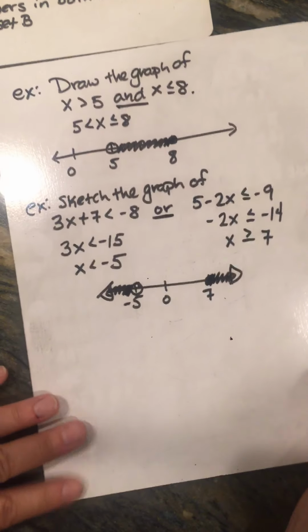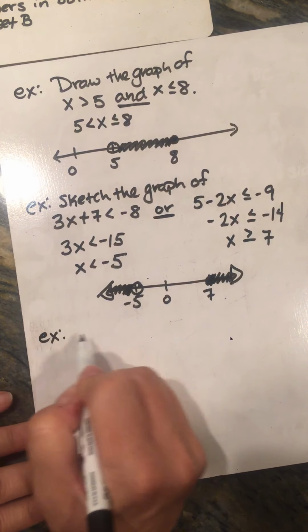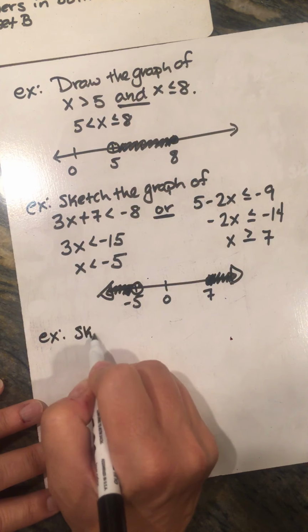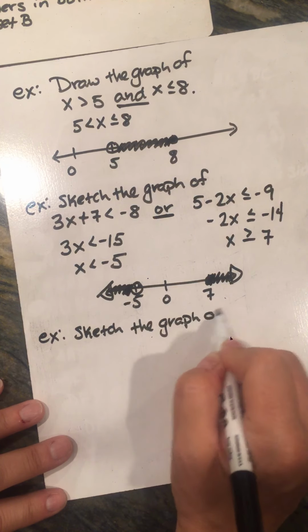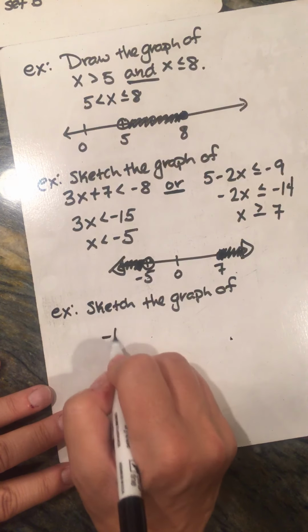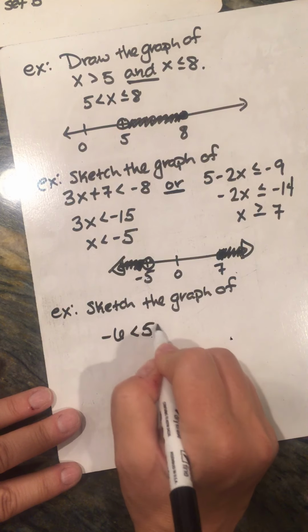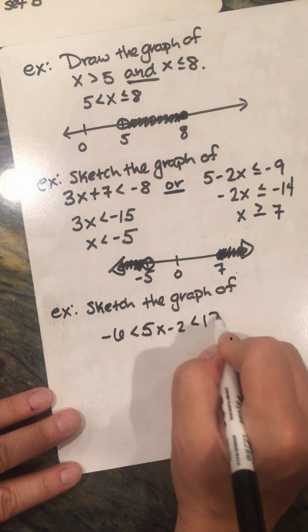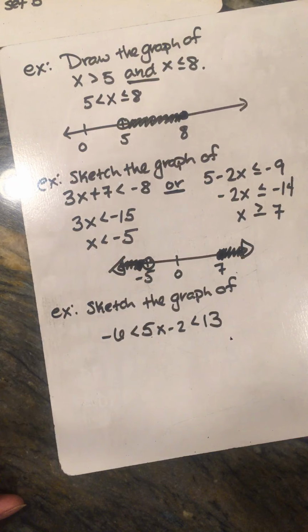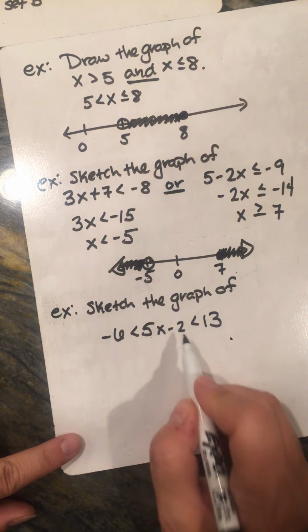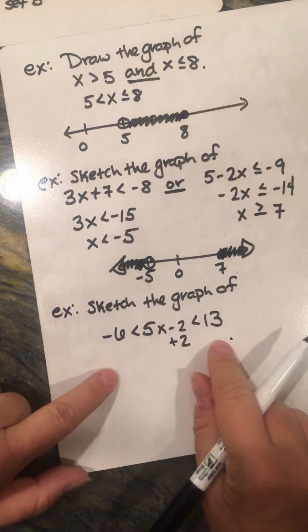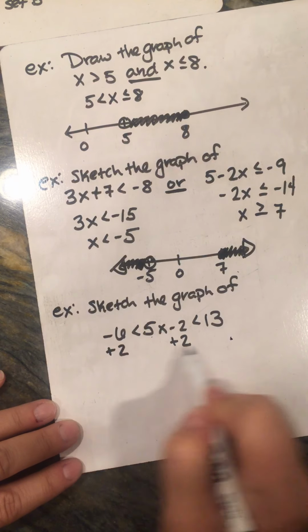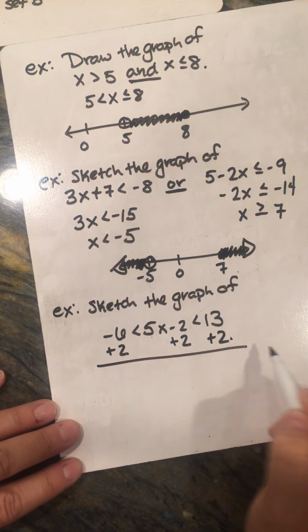All right, let's do another one. We're going to sketch the graph of, here we go, this is going to be negative 6 less than 5x minus 2 less than 13. So very compound here. All right. Isolating x. We want x to be in the middle by itself. So we add 2, but we have to add 2 to everything to keep this balanced. So we have to add 2 to all parts.